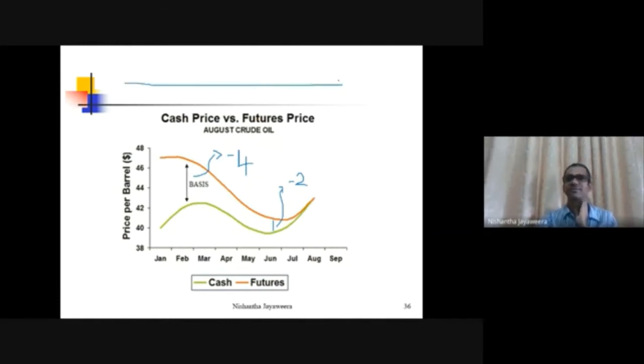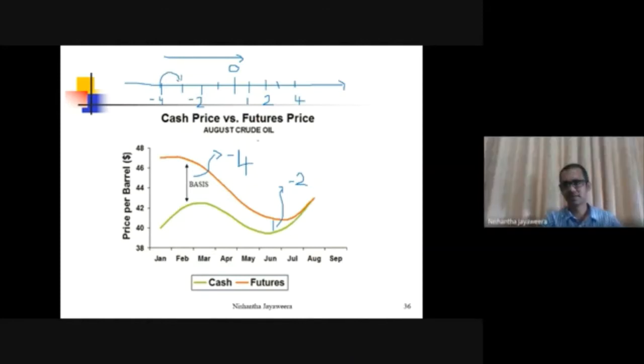Go back to grade 5, 6 or somewhere there. We had a concept called number line. 1, 2, 3, 4, -1, -2, -3, -4. Something like this. Remember? When we move this way, is it an increase or a decrease? One to two, is it an increase or a decrease? Increase. -4 to -3, increase. So what has happened here? Basis has increased. Remember that one as well.